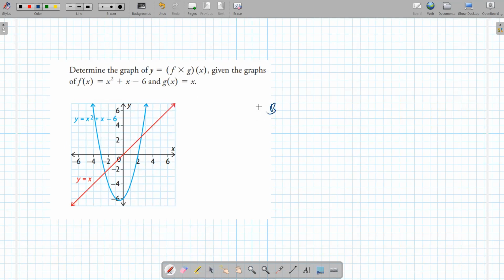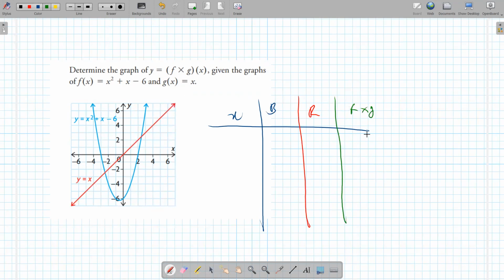So let me do it like this. We have our x value. We have our blue curve there, the quadratic. We have our red curve there. And we're trying to multiply them. We're trying to do f times g. So let's start over here. At an x value of -2, what's the y value of the blue curve? -4. What about the red? -2. So when you multiply them, you'd get a +8.